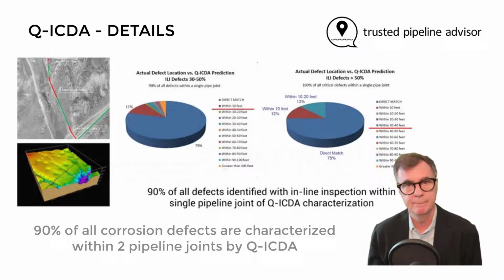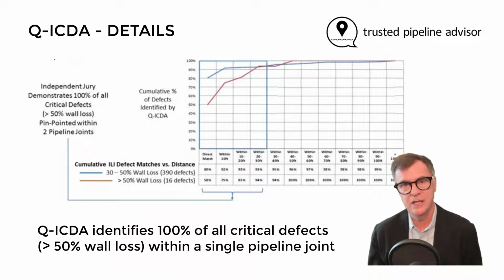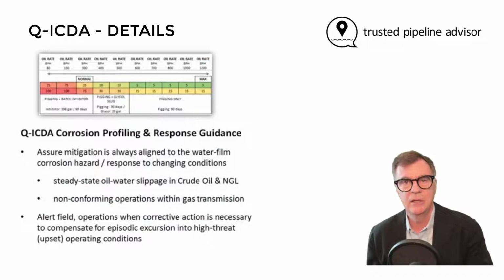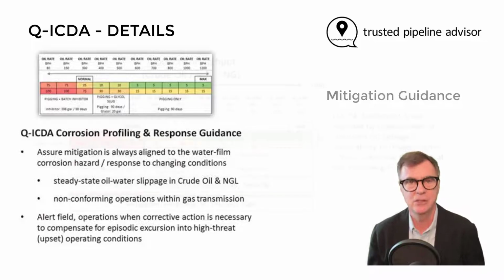ICDA modeling. And the most important assessment criterion is that 100% of all critical internal corrosion damage exceeding 50% wall loss, measured with inline inspection, has been characterized within a single pipeline joint, within 30 feet, with our Q-ICDA assessment technology. Our primary deliverable is mitigation guidance that positions field operations teams to apply their knowledge of the operational and physical condition of complex pipeline systems to create their own maintenance agenda.